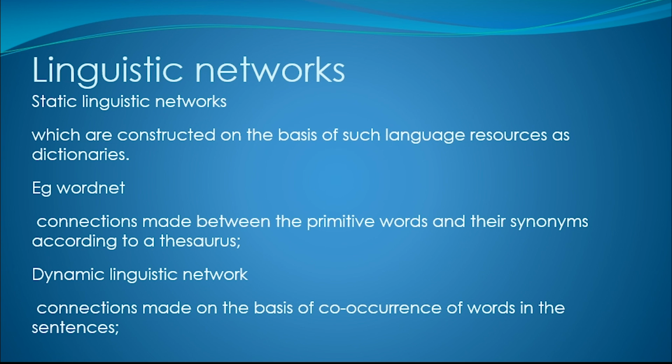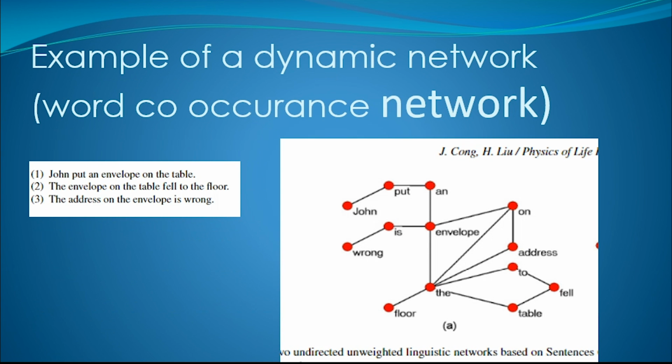Now, we are more concentrating on dynamic linguistic networks. Connections are made on the basis of co-occurrence of words in sentences. So we connect two words. Example, consider this: John put an envelope on a table. The envelope on the table fell to the floor. The address of the envelope is wrong.